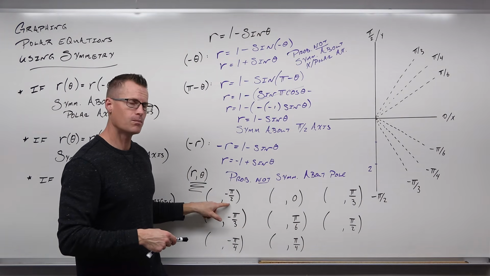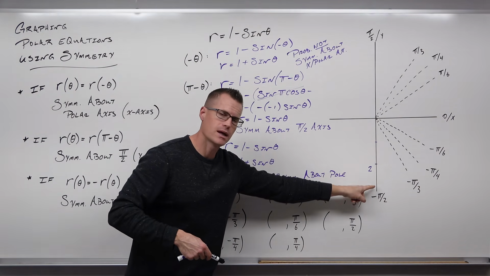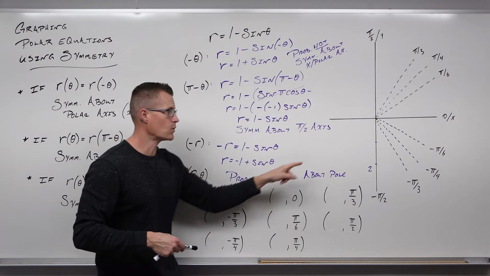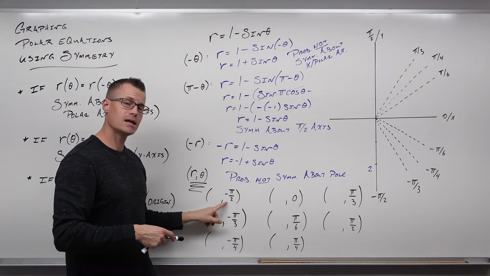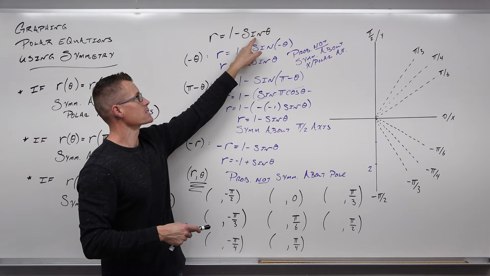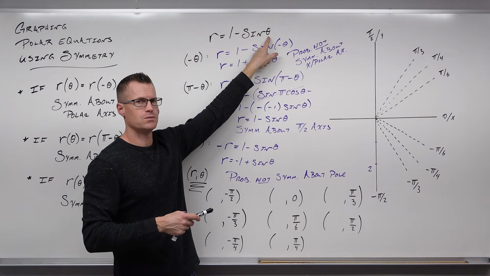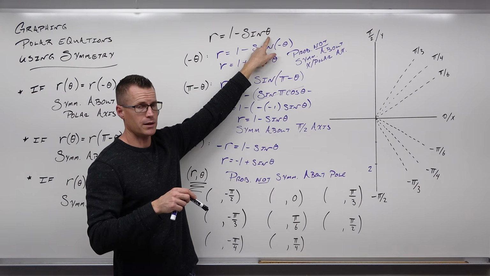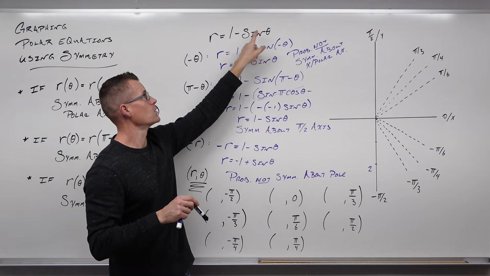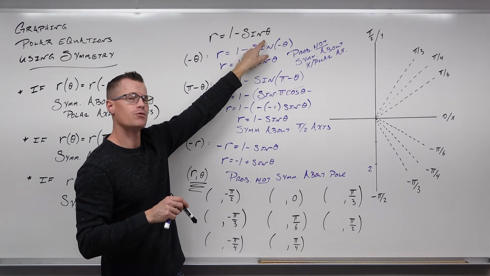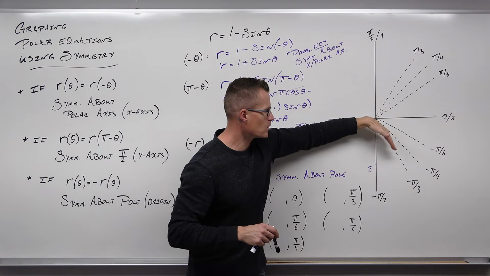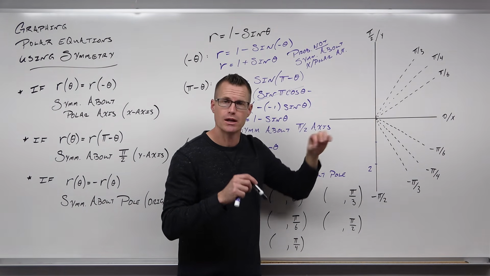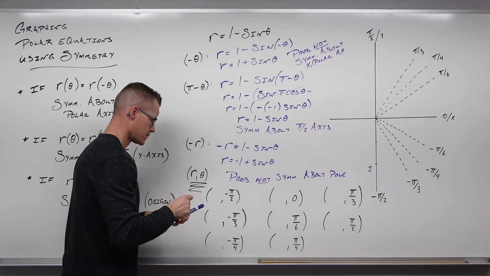If this is an angle, and it's this angle right here, then if I plug in that angle, it will give me a distance from the pole. So let's do that. Plug in negative pi over 2. Sine of negative pi over 2 is negative 1. So 1 minus negative 1 is 2. What that means is that along this angle of negative pi over 2, you're going to get an r of 2.